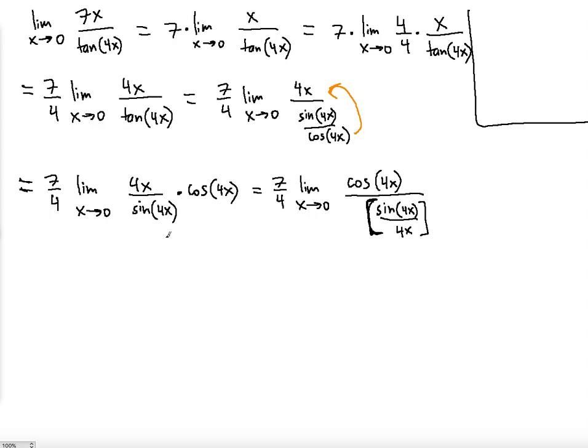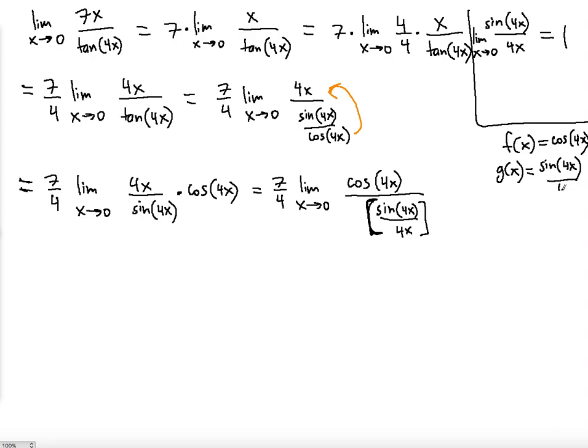Now guess what's going to happen? We know that the limit as x approaches 0 of sine of 4x over 4x is equal to 1. You know that's the limit value. Since both of these limits exist, you can think of these as two functions: f of x is equal to cosine of 4x, g of x is equal to sine of 4x over 4x. Both of the separate limits for these functions exist.